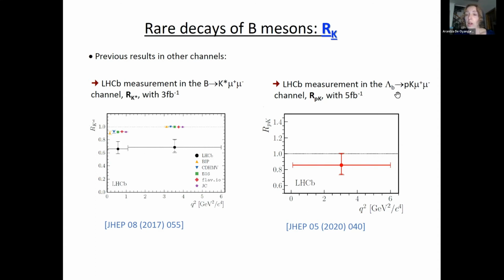Also, we have measured with Lambda b to p K mu mu, and we don't have too much statistics, so it is below but still compatible. But you see, all of them show a decrease compared to what is expected from the theory.